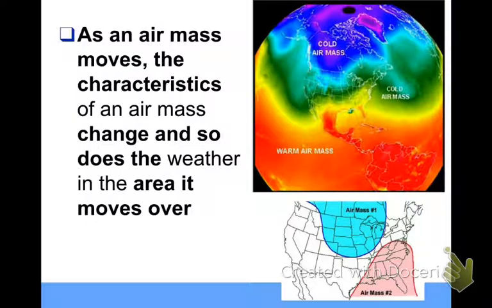So if it's a warm, moist air mass coming from the Gulf of Mexico and it moves up towards us, then we're going to have warmer, rainy weather because it's going to bring us warmth and it's going to bring us moisture. Or it could just be a really hot, humid day, depending on how that air mass moved.